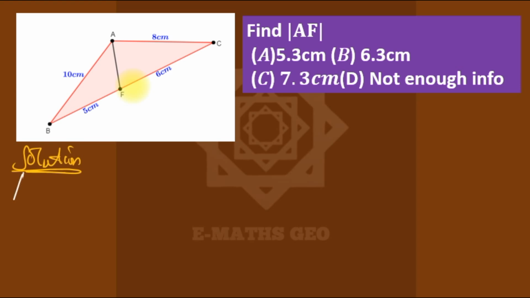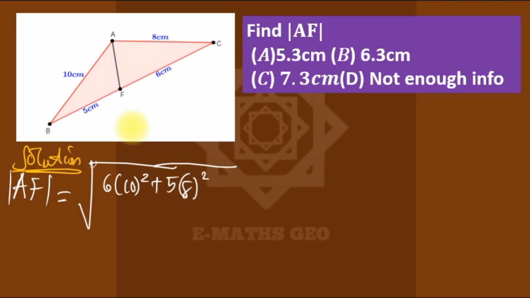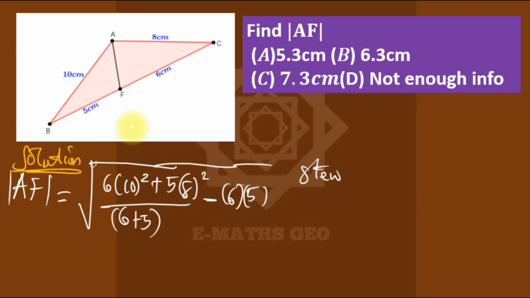So AF is equal to the square root of (6 times 10 squared, that's the 6 you are seeing there, plus 5 times 8 squared) over (6 plus 5), minus 6 times 5. So that's what we call Stewart's theorem.